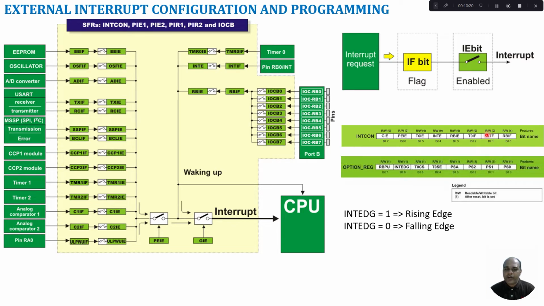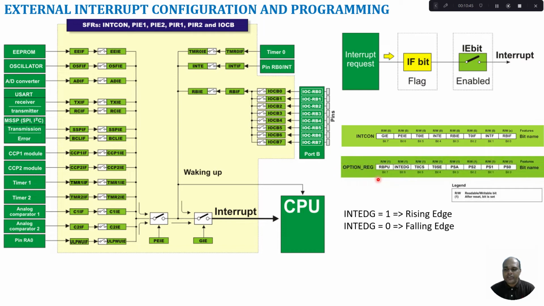Whenever the peripheral wants to use the CPU, it will set it. So once the interrupt service routine is being serviced, this needs to be reset. So you make use of these 3 bits: GIE bit number 7, INTE bit number 4, and INTF bit number 1 for our external interrupt. There is one more register associated with the external interrupt, which is the option register.